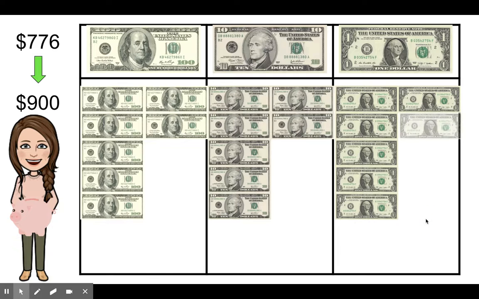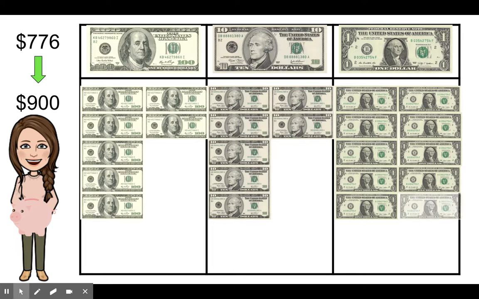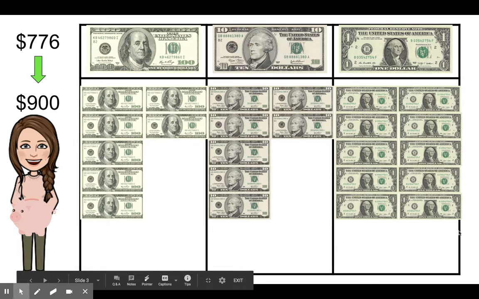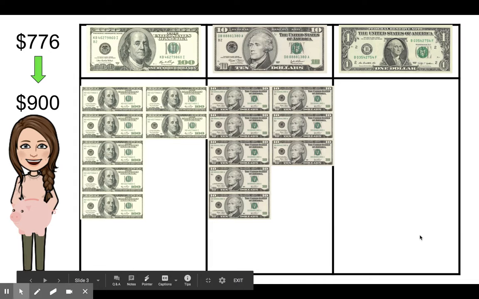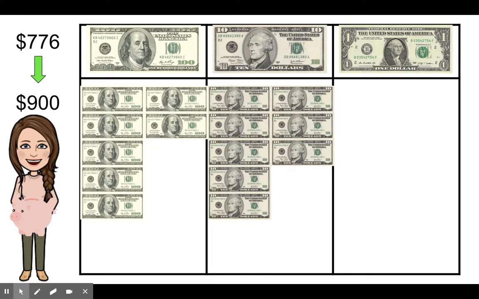776, 777, 778, 779, 780. Do you remember what I can do with these 10 ones? Good work. Trade it for a 10. Whew! Now we're at 780.